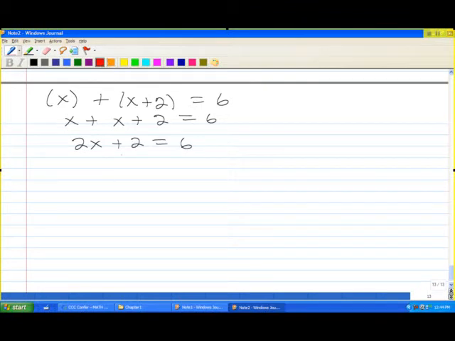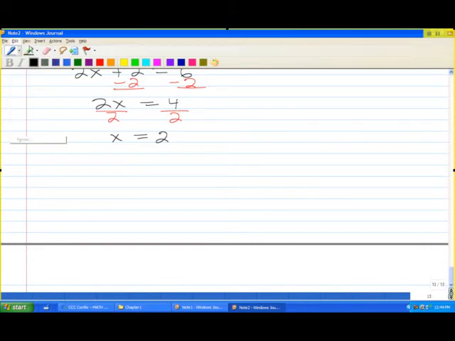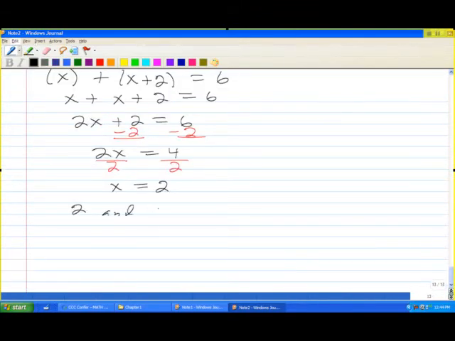So let me subtract 2 from both sides of my equation in order to isolate x on one side of my equation. So 2x is equal to 4. So let me divide both sides of my equation by 2. So x is equal to 2. So the sum of two consecutive even integers. Well, the even integers are 2 and 4. So the unknown quantities in this case were 2 and 4. These are two consecutive even integers whose sum is 6. And so that finishes off section 2.1.